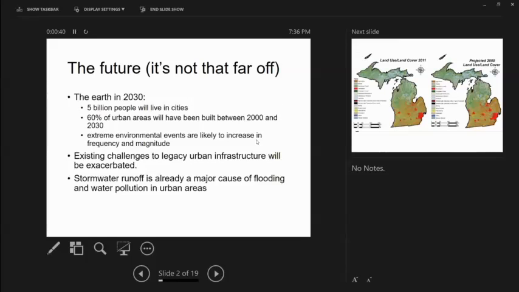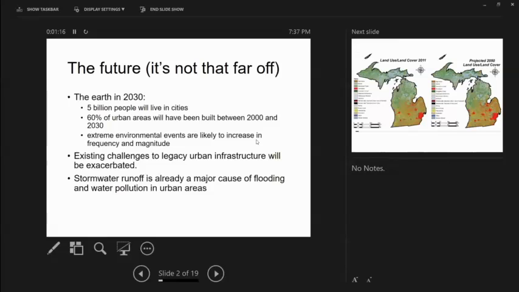Okay. So I'm also, like Dave, going to start with a global picture and then narrow it down to a local picture in a few slides. Looking at the whole Earth, in 2030, there are predictions that 5 billion people will live in cities, and 60% of those urban areas will be built between 2000 and 2030. Think about the large cities in Africa, Asia, Latin America, and so forth. Those are going to get much larger than they are now. And much of that growth is going to occur just in these few decades.